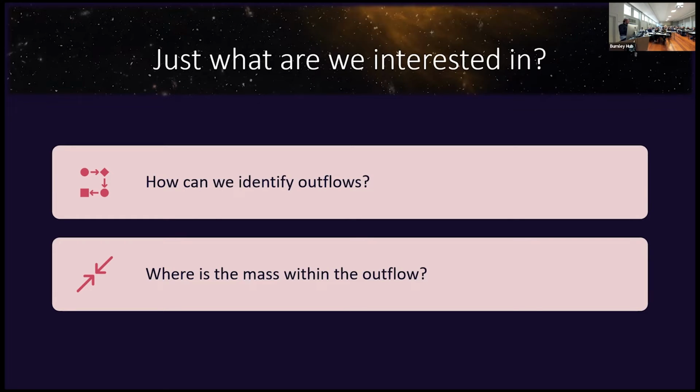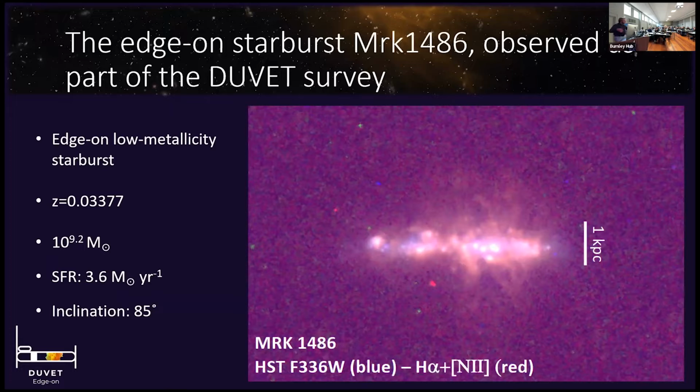Then once we know where the outflow is, I'm curious about where the mass is within that outflow, since one of the failings of this very simple hot expanding wind model is in its prediction of the mass profile in the outflow. A step in the direction of increasing the number of galaxies for which we have these resolved outflow observations is the DUVET survey.